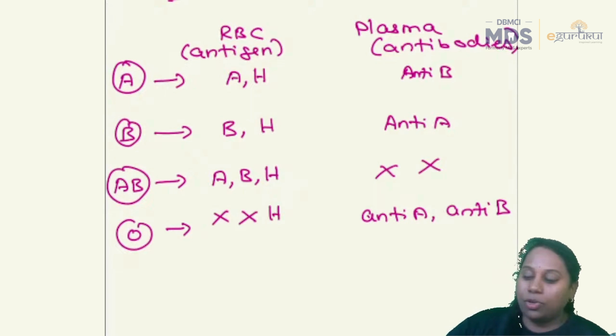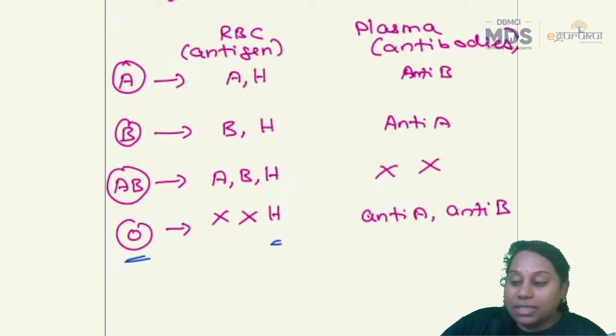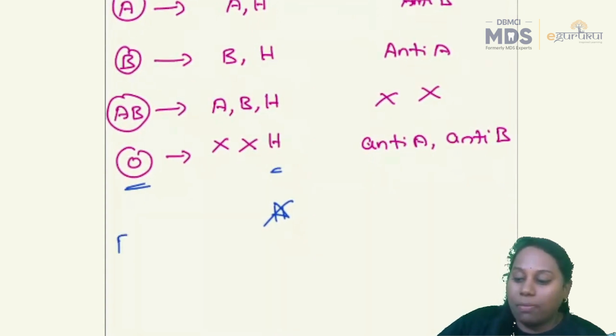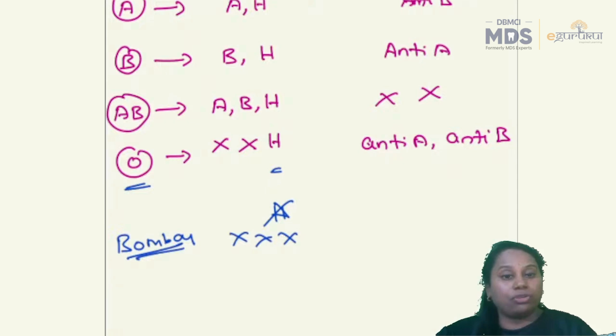There is a special blood group called Bombay blood group. What is this Bombay blood group? Look at an O blood group. A blood group person has A antigen, B antigen and H antigen. O blood group person has only H antigen. Even if this H antigen is absent, then it is called Bombay blood group. So a Bombay blood group person will not have any antigen. He will not have H also.